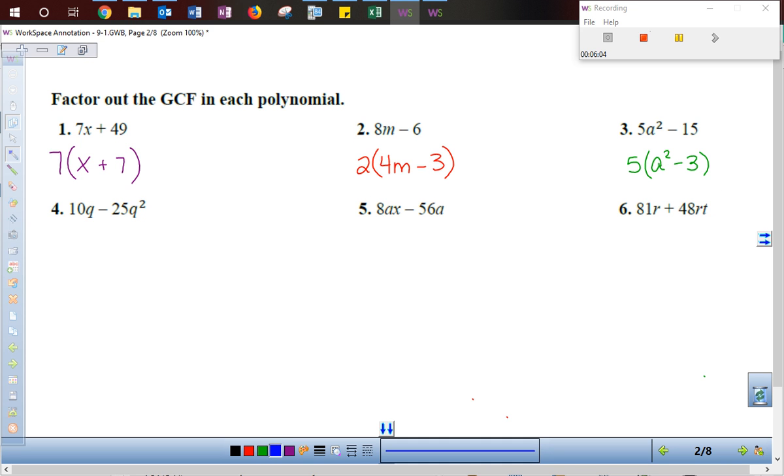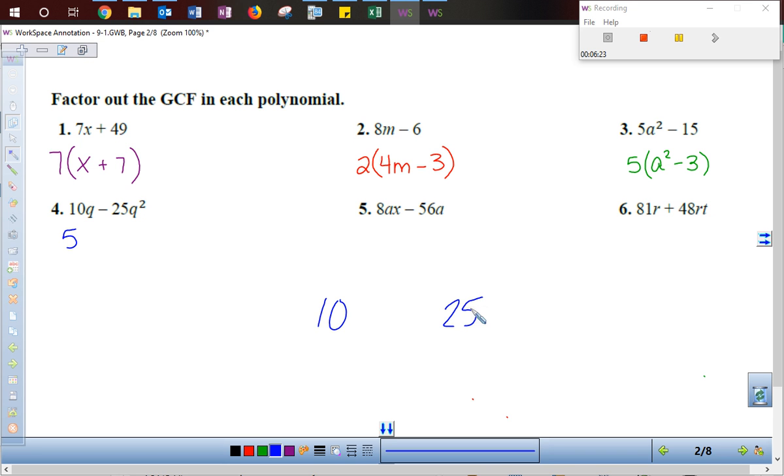Now let's go down to number 4. So on number 4, I have 10q minus 25q squared. So again, I'm just going to start with the coefficients. If I look at the coefficients of 10 and 25, the greatest common factor that they have between them is a 5. A 5 can go into both 10 and 25.